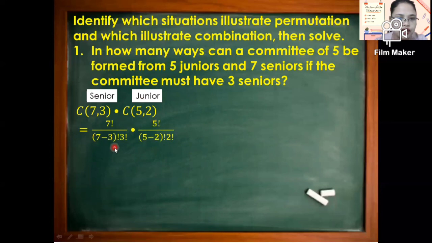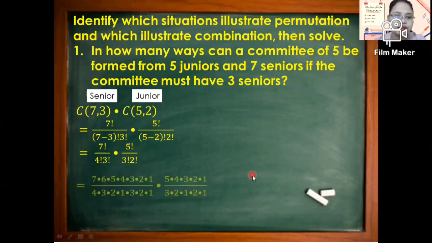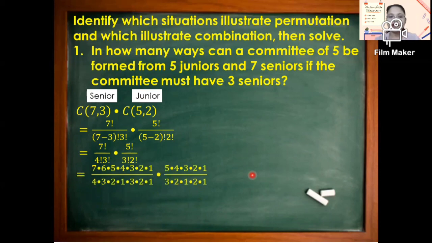Simplify, substitute na sa ating mga formula. Sa ating formula, rather, 7 factorial over 7 minus 3 factorial, 3 factorial. So this is for the combination for senior. For the combination for juniors, 5 factorial over 5 minus 2 factorial, 2 factorial. Then simplify. 7 minus 3 is 4 factorial. Bring down 3 factorial. Copy 5 factorial. 5 minus 2 is 3 factorial. Bring down 2 factorial. And expand lang po. And pag in-expand, mas madali na tayo ngayon mag-cancel. Cancel natin yung mga common. 4 times 3 times 2.